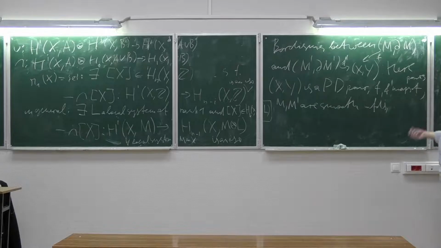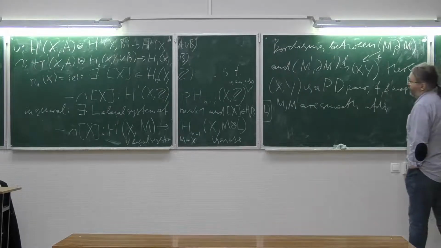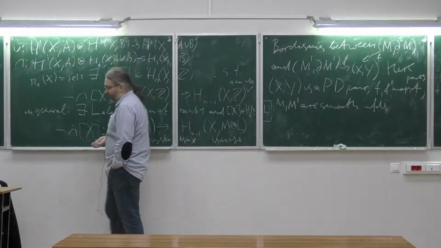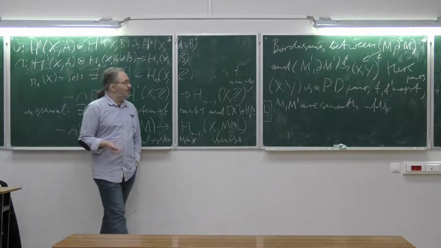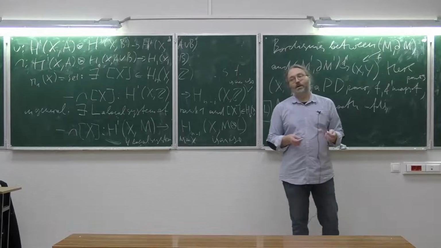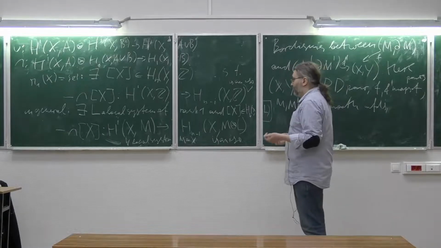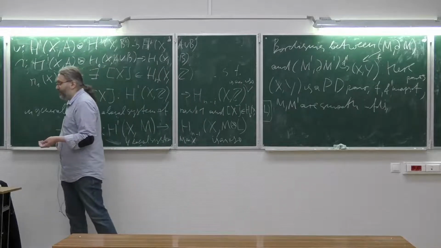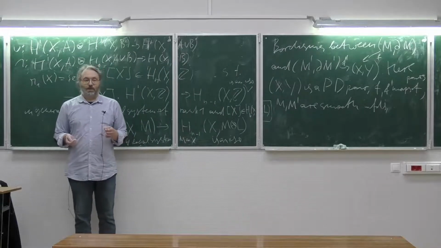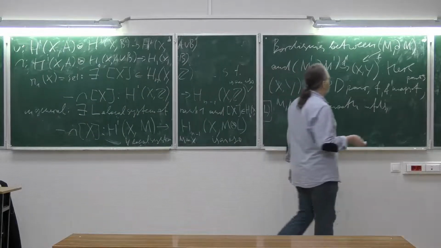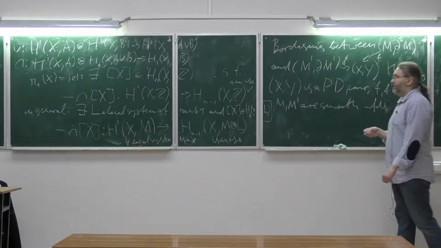Well, here M and M prime are smooth manifolds. (X, Y) is a Poincare duality pair. f and f prime are continuous maps, and we want to define a bordism between the two maps f and f prime.